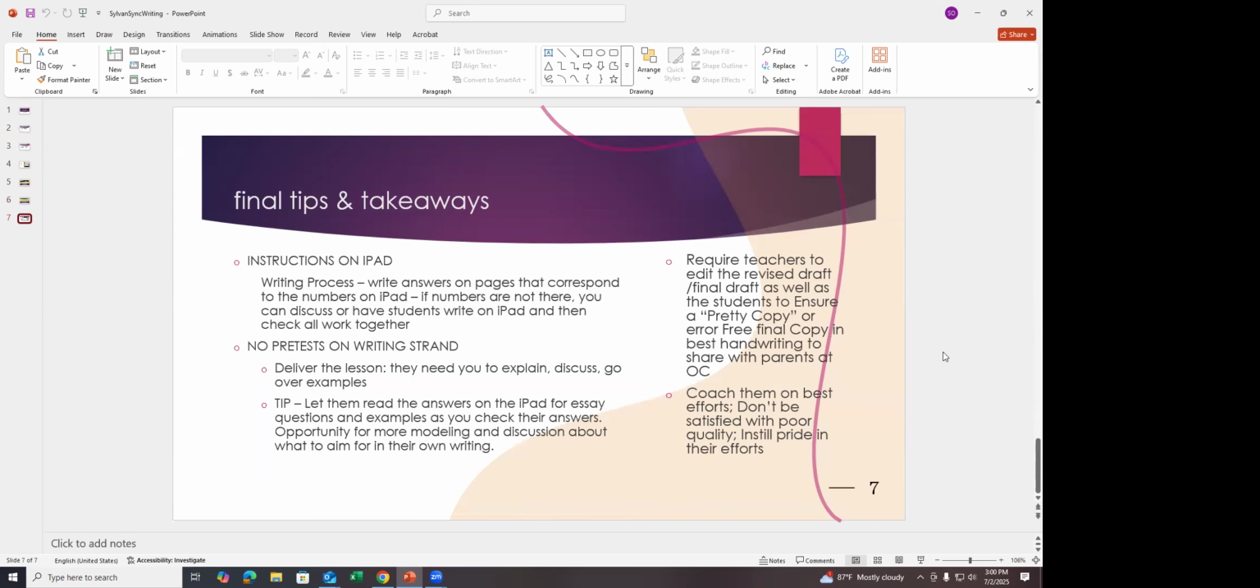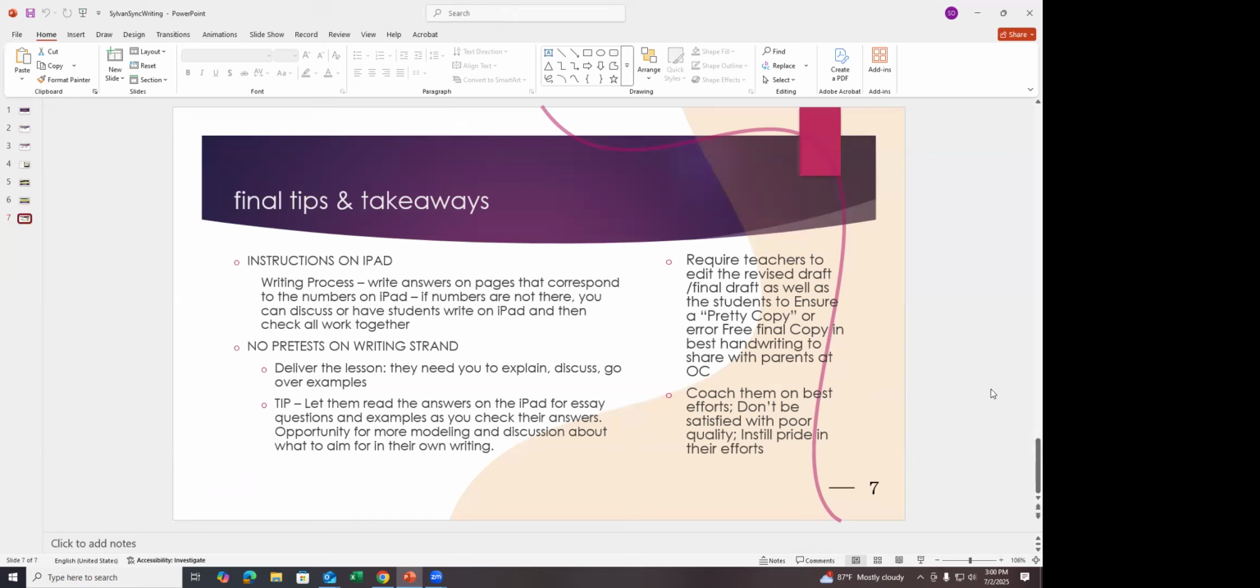Do I have time, Rashmi, to say a few more words about how to teach the program? Okay, so on the instructions, the iPad, one more review of that. You write the answers to the questions on the pages in the book, in your binder, that correspond to the numbers on the iPad. If the numbers are not there, you can discuss or have the students write the answers on the iPad and then check all that work together, especially on the guided practices.